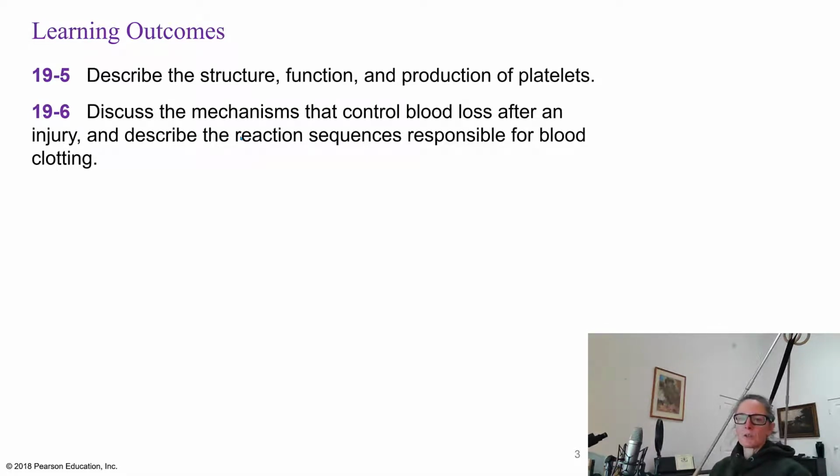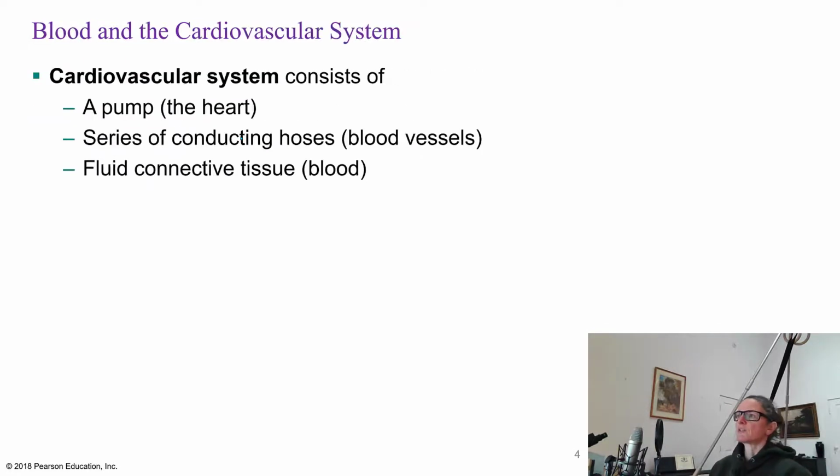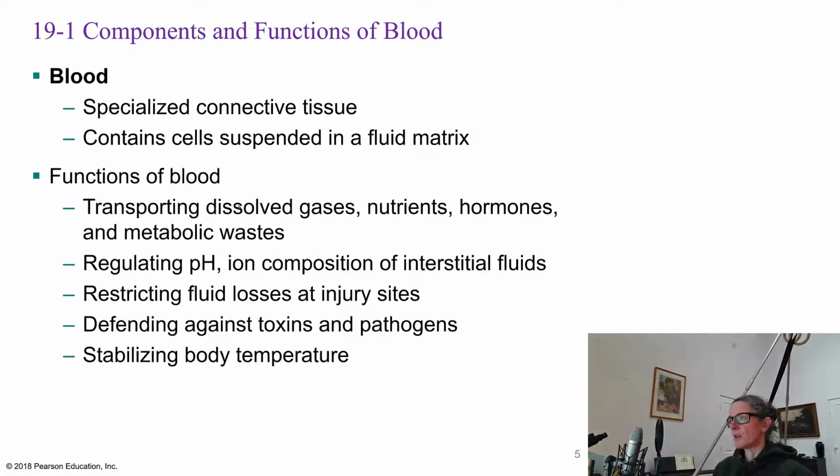Now, one of the things we know is blood is part of the cardiovascular system, and the cardiovascular system is comprised of the pump, which is the heart, which is providing the mechanical force to move blood through the series of conducting tissues, the blood vessels, that carry this blood, the fluid connective tissue, all throughout the body. And as we said, blood is a specialized connective tissue, and the cells, the formed elements, are suspended in the fluid matrix that we call plasma. Just as a reminder, plasma is the special term we give to the fluid matrix of the blood connective tissue.